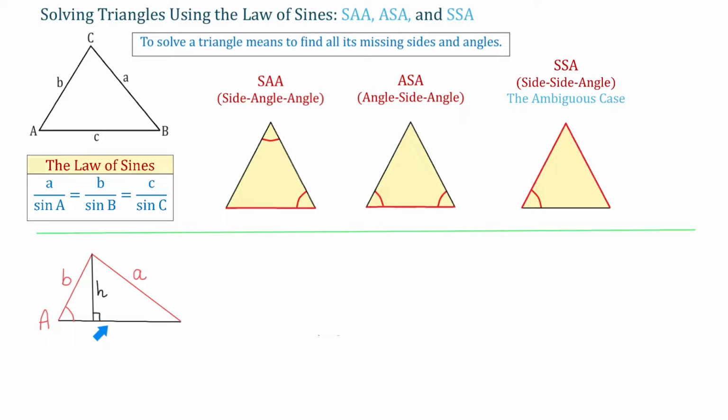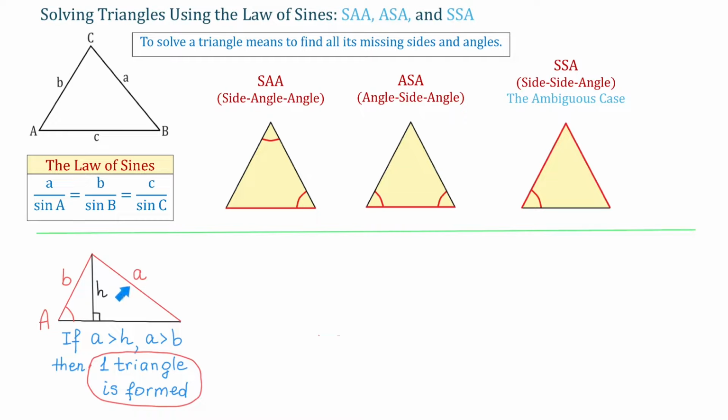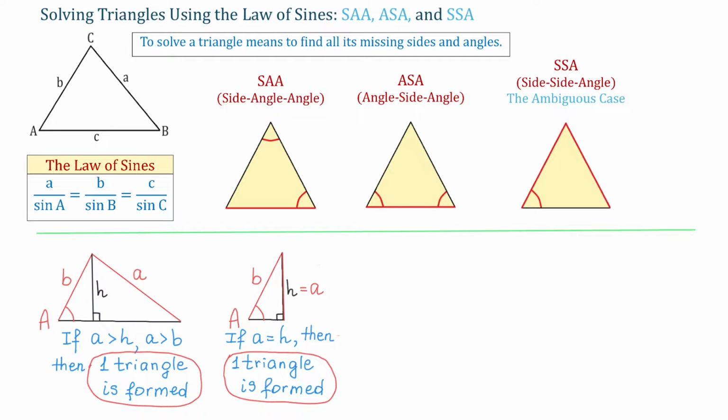This triangle has a given side a, side b, and angle A. And as you see, side a is opposite of the given angle. h represents the height of this triangle. Then, if side a is greater than the height, and side a is also greater than b, then one triangle is formed. Now here we have a triangle where side a is equal to the height. Then in this case, again only one triangle can be formed.